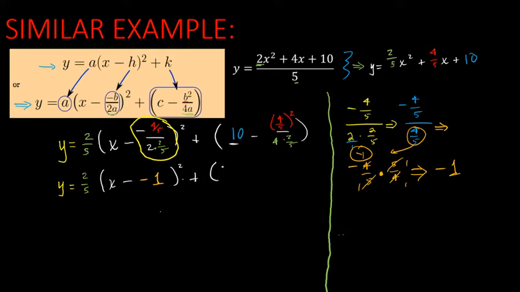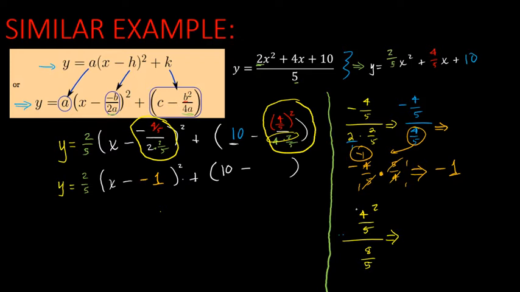I get plus 10 minus, and then I've got another hairy fraction. So let's work on that one next. I'm just rewriting this fraction: 4/5 squared divided by, and the denominator is 4 times 2/5. Well, 4 times 2 is 8, so I'm just going to simplify that right away. 8/5.